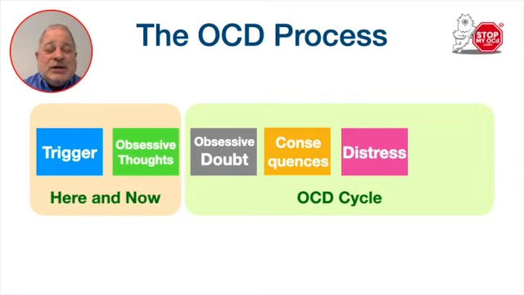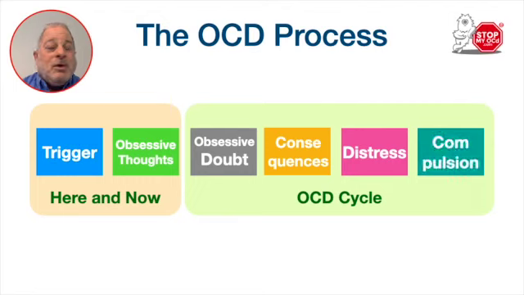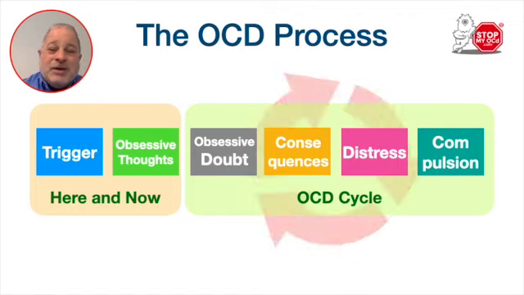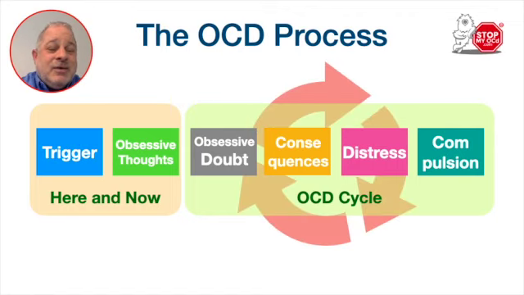And distress can be anything from mild distress all the way up to a panic attack. And it's so bothersome and we just want it to stop. So what do we do? We do a compulsion. In this case, our compulsion might be to go and wash our hands so that we don't feel bad and worry about contamination. And compulsions are great because they're really effective for the short term. And then they wear off, and we go right back into the obsessive doubt.